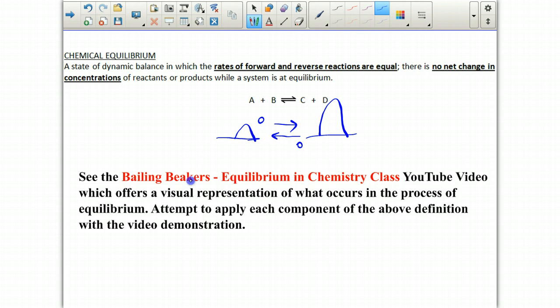There's a really great demonstration visually that you can see, and it's on the YouTube channel. It's called Bailing Beakers, Equilibrium in Chemistry class. So give it a try, watch it, and apply the definition that you see here to the demonstration shown in the video.